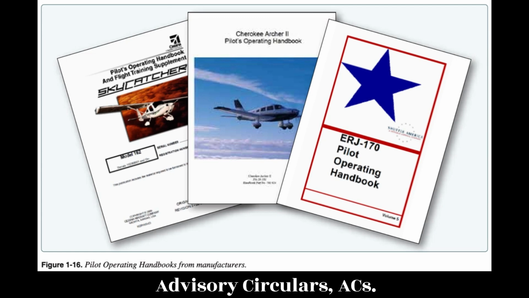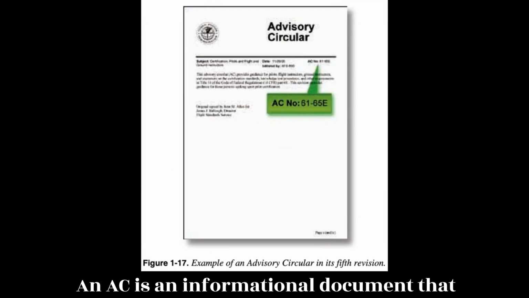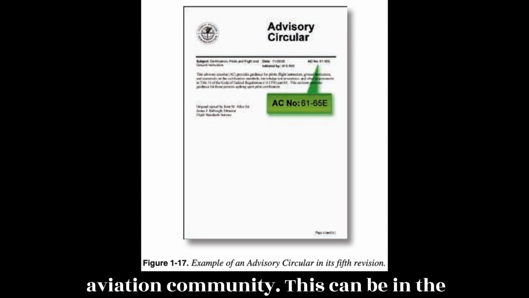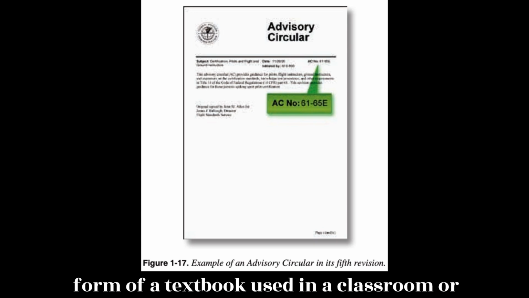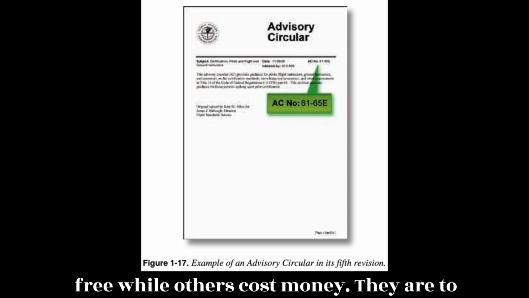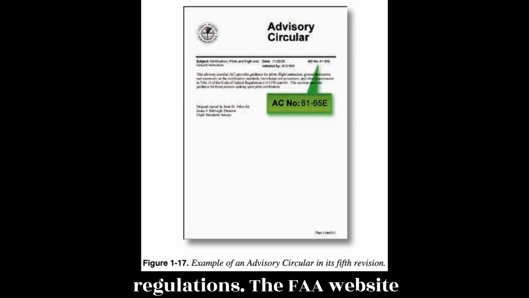Advisory Circulars, ACs. An AC is an informational document that the FAA wants to distribute to the aviation community. This can be in the form of a textbook used in a classroom or a one-page document. Some ACs are free while others cost money. They are to be used for information only and are not regulations.